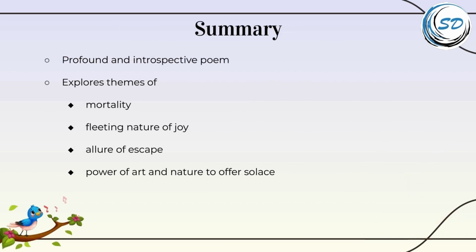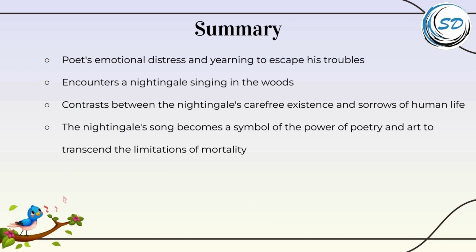Ode to a Nightingale by John Keats is a profound and introspective poem that explores themes of mortality, the fleeting nature of joy, the allure of escape, and the power of art and nature to offer solace. The poem begins with the poet's emotional distress and yearning to escape his troubles, comparing his state to the effects of intoxication. He then encounters a nightingale singing in the woods, and its joyous song captivates him, evoking a desire to join the bird in its world of bliss.